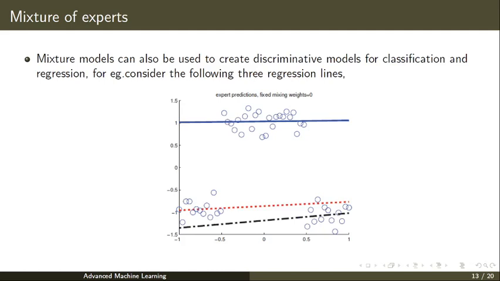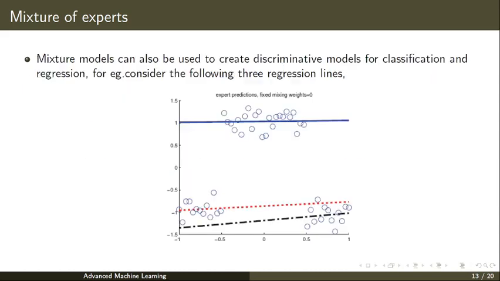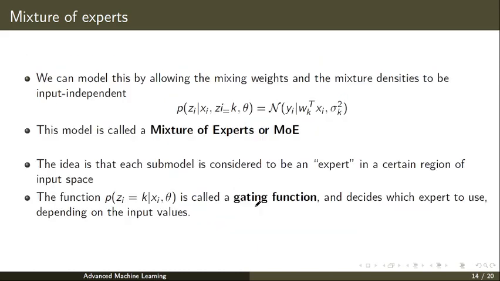Another famous model is the mixture of experts. A mixture model can also be used to create a discriminative model for classification or regression. For example, consider these three regression lines 1, 2, and 3. You can see that these are three regression lines which are in three different spaces. So this can be easily modeled by using mixing weights, which we have seen previously.